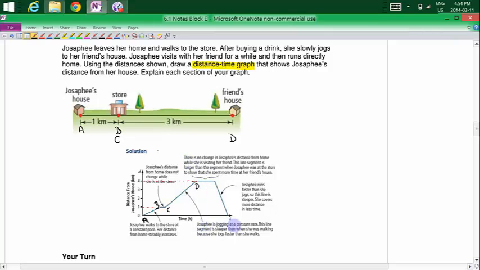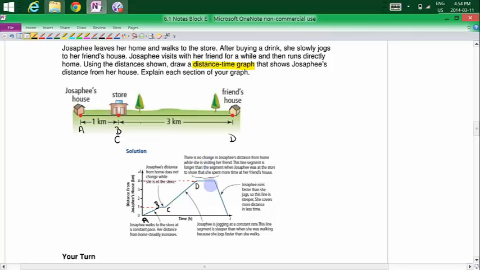So Josephine is jogging at a constant rate. This line segment is steeper than when she was walking because she jogs faster than she walks. When she's at her friend's place, she stops to visit for a while, so there's no change in distance again. So we have a horizontal line which represents no change in distance.